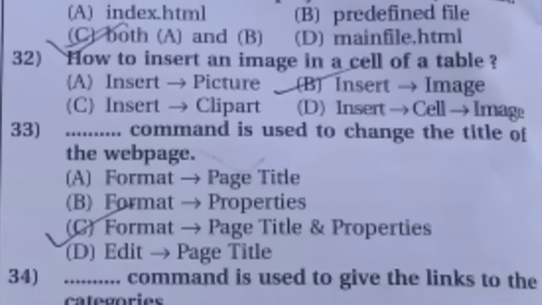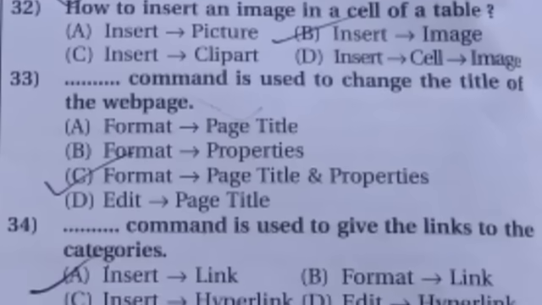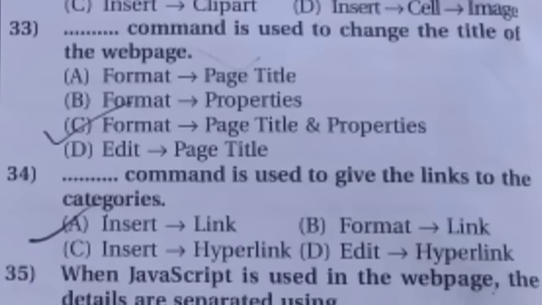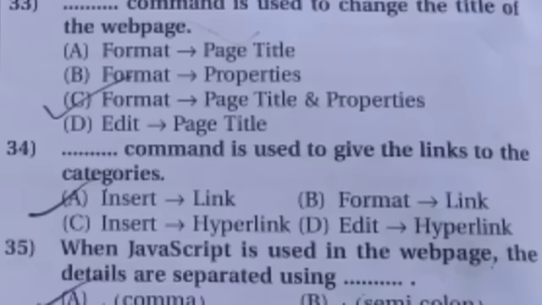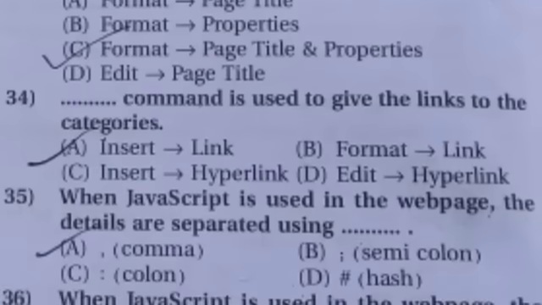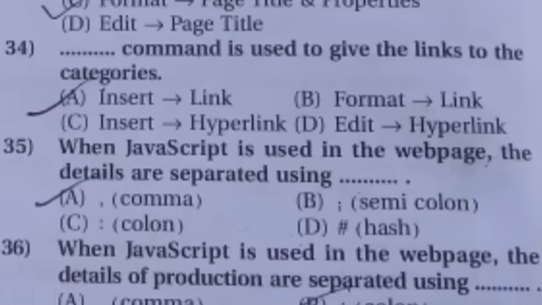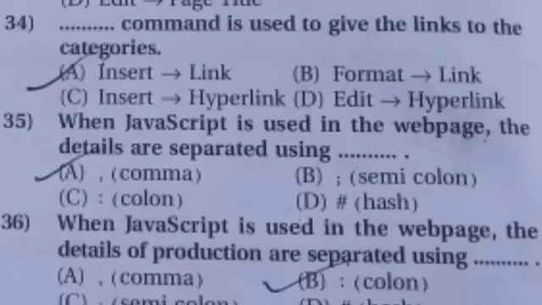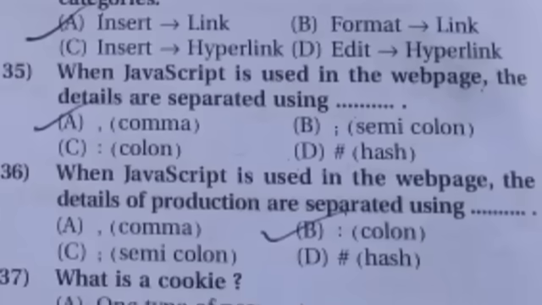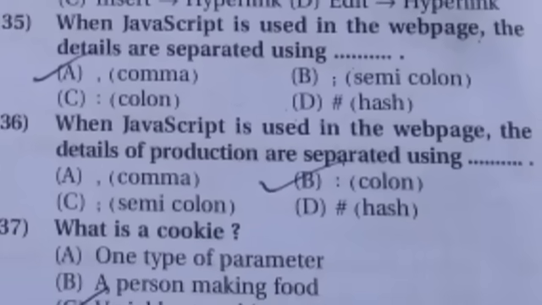How to insert an image in the cell of the table? B. Insert image. Dash command is used to change the title of the web page. C answer is format page title and properties. Dash command is used to give the links to the categories. A. Insert link. When JavaScript is used in the web page, the details are separated using. So A answer is comma.